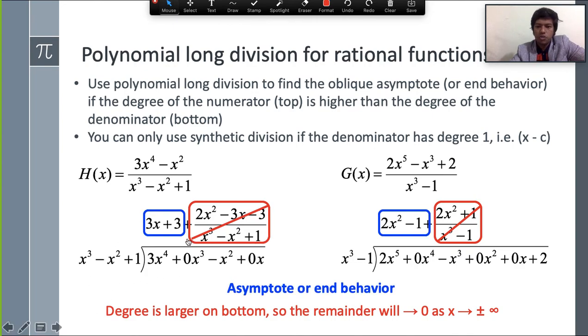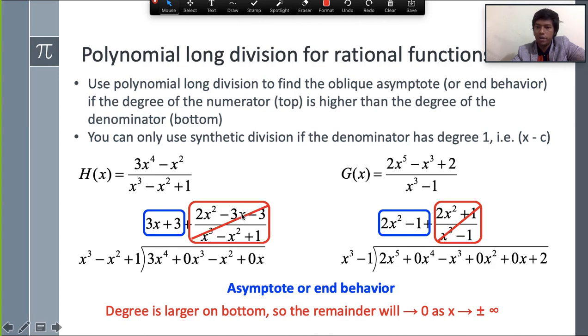So asymptote, basically this is kind of related to the end behavior, this horizontal part, as you know. For that part, this part will not play a role because the decay is bigger here. The remainder will approach 0 when x goes to infinity, because this number becomes bigger, then the whole thing becomes smaller, since the bigger power is down here. That is the reason. So the graph will be dominated by this term.